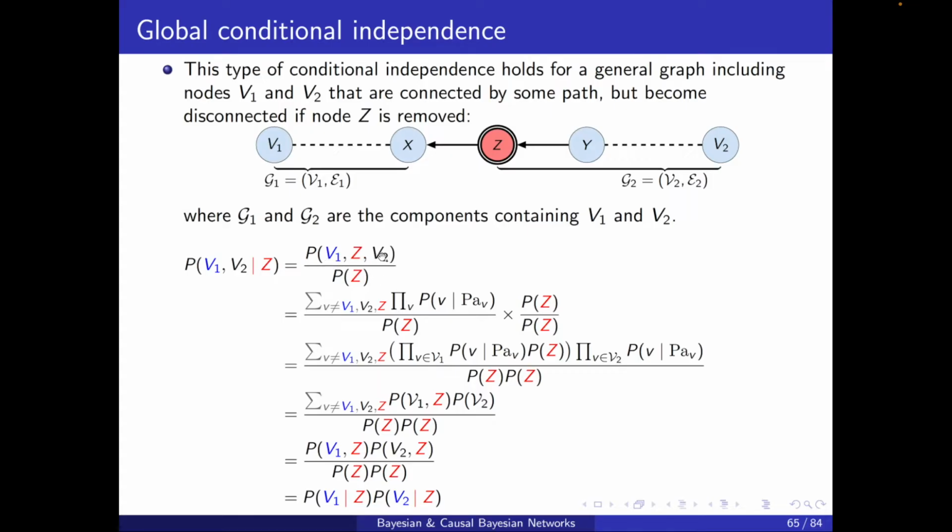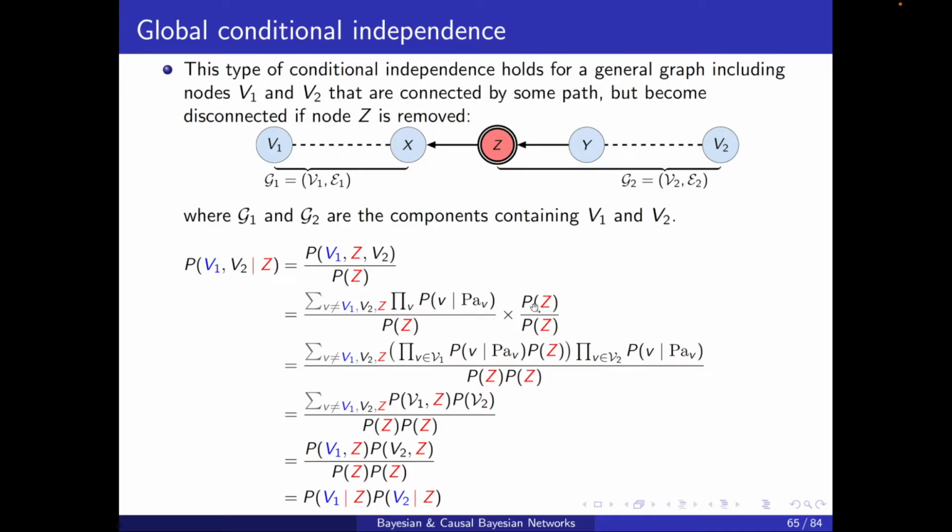Then I will use the factorization. So I say this: V1, Z, and V2. I will put all the other nodes here, like X, Y, and everything else, and marginalize them out, so over all V other than these three. Then I will use the Bayesian net factorization, so basically every node conditioned on its parent. This part shouldn't be new to you. Then I'm multiplying it by P of Z divided by P of Z, which somewhat resembles the Bayes rule that we used in the previous slide.